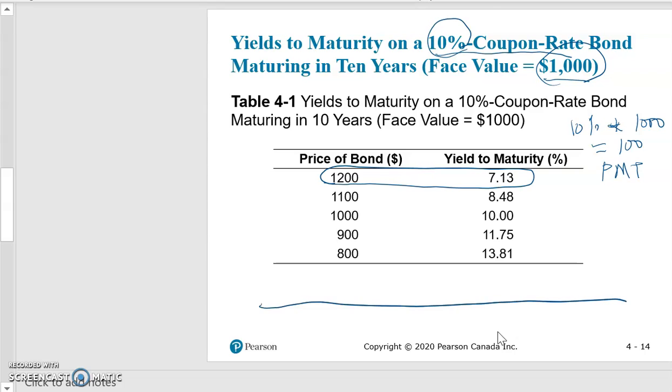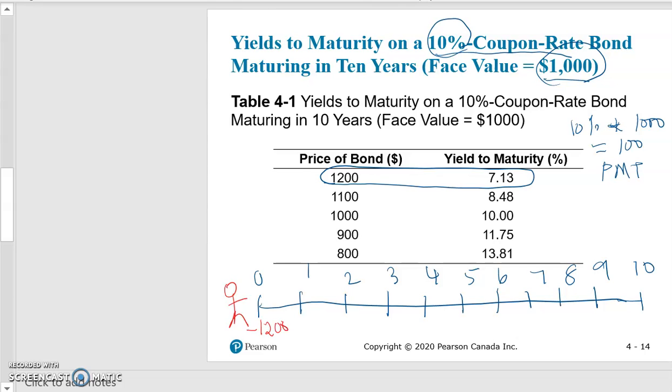So let's start. I have time period equal to 0, 1, 2, 3, 4, 5, 6, 7, 8, 9, 10. Try to make it as equidistant as possible. So I stand here at time period equal to 0, or today. I have purchased the bond for $1,200, so money going out, so negative 1,200.